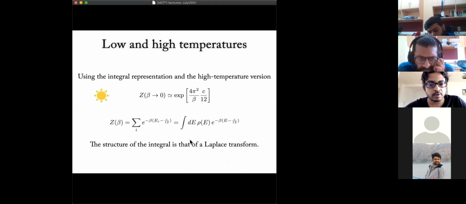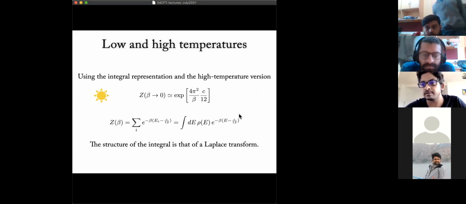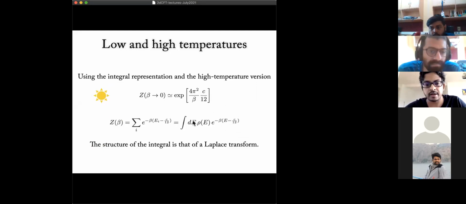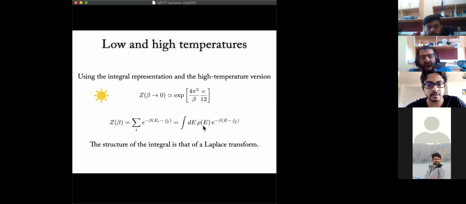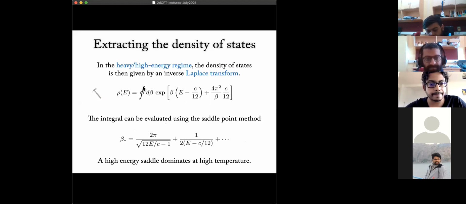Now, we saw that the partition function can be written as an integral over the density of states. It's this. So the form of this integral is that of a Laplace transform. So one can extract out rho of E by an inverse Laplace transform. So we look at this and we try to extract what this density of states is by doing an inverse Laplace transform. So this is what you can do. It's given by the inverse Laplace transform, and you can evaluate this by using the saddle point method.